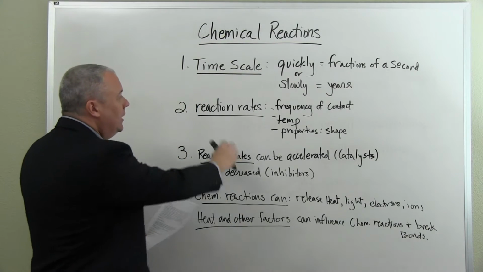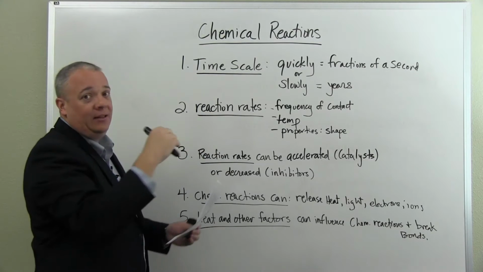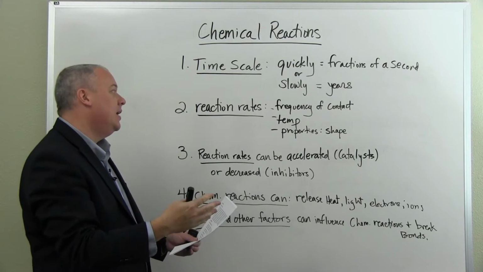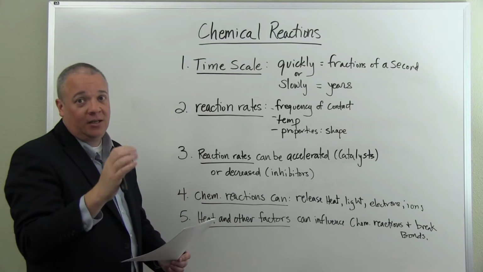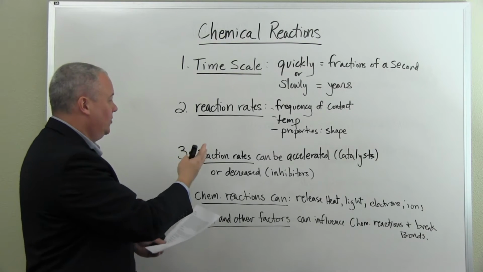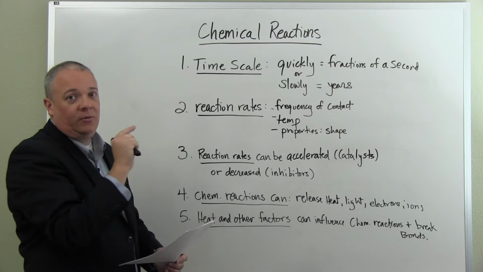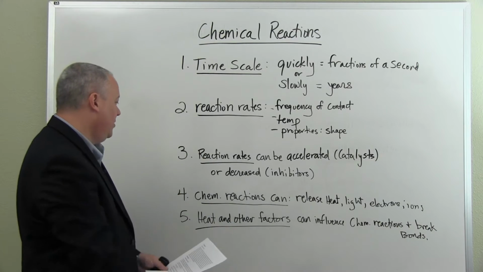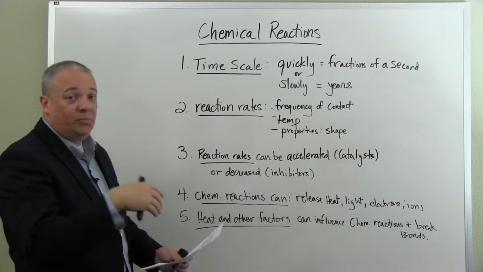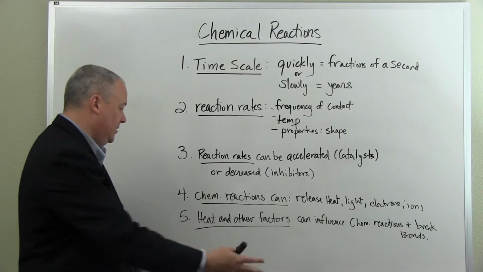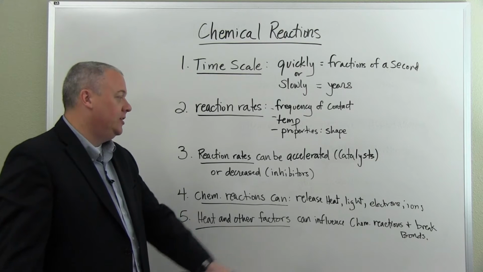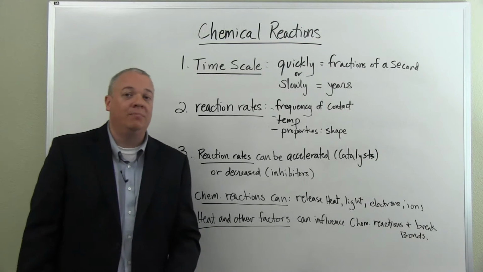But anyway, chemical reactions then, just the basic overview again, time scale from fractions of a second to years and years and years. Reaction rates are affected by the frequency of contact, the temperature at the point of their mixing and their contact, and then the properties, solid, liquid, gas, the shape of it, these sorts of things. Reaction rates can be accelerated with catalysts, decreased with inhibitors. Chemical reactions produce things often like heat, light, spinning off electrons, ions, things like this, and heat and other factors influence chemical reactions and help to break bonds.